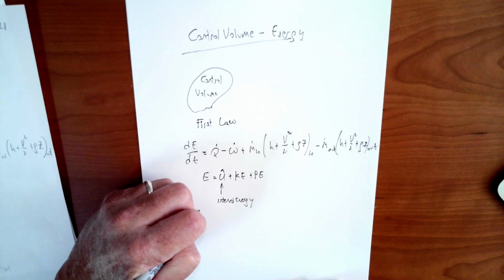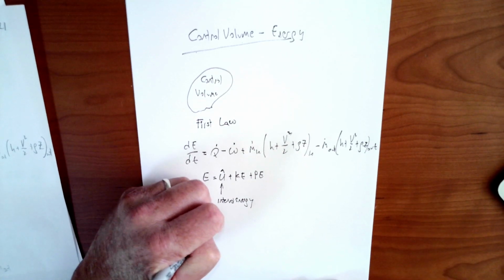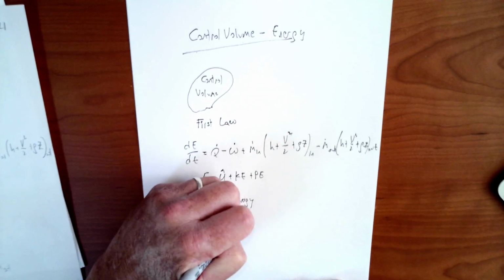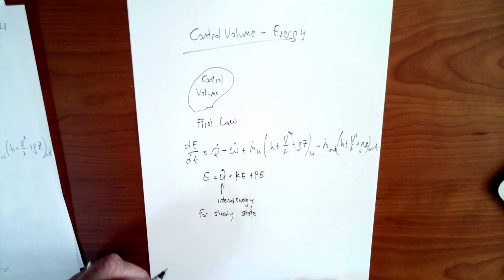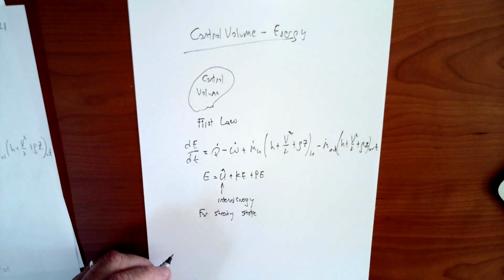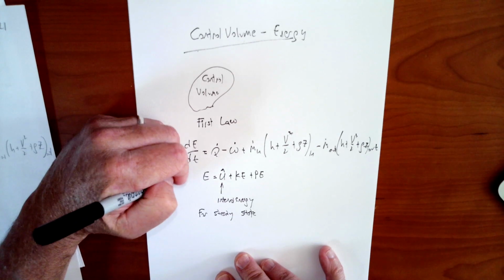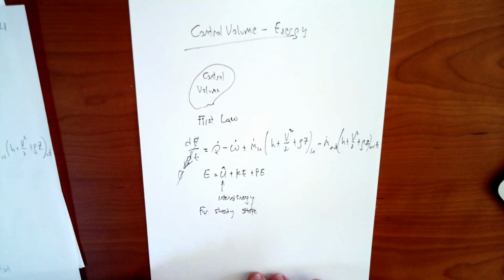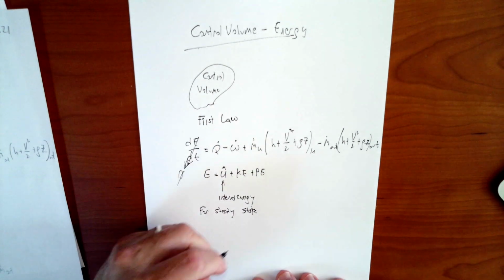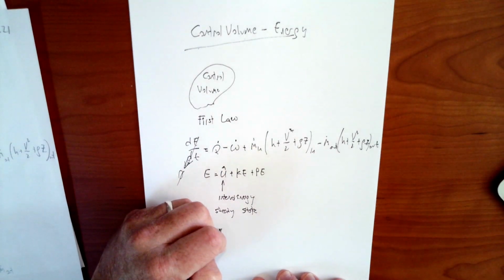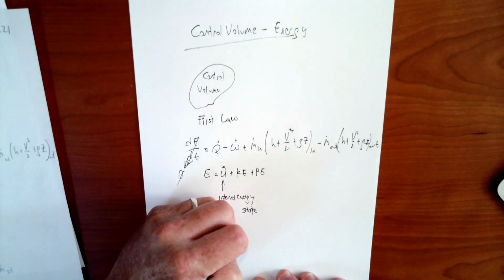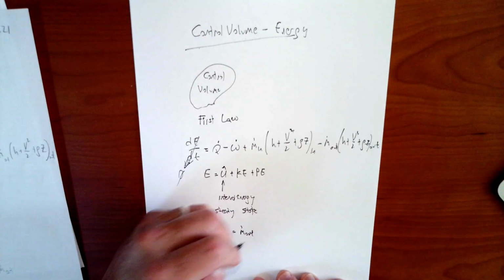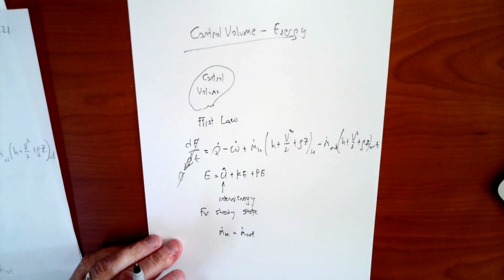But many, many times we're doing this type of analysis, almost every time I've ever seen it in fact, people are looking at steady state situations. So if you're looking at steady state, that immediately is going to kill this term. There's no time dependence, so that's going to go to 0. And also that means m dot in is going to equal m dot out, because if it's steady state, the mass of the system can't be changing either.